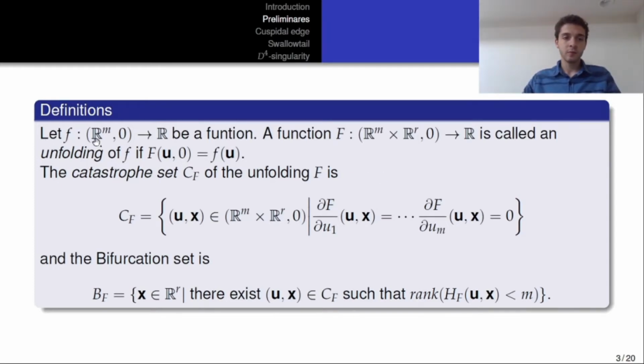Let f from Rm to R be a function. Another function, capital F, this way is called an unfolding of f. It satisfies this condition. The catastrophe set of an unfolding F is defined by this, and the bifurcation set by this set. Catastrophe set and bifurcation set are very famous in singularity theory.